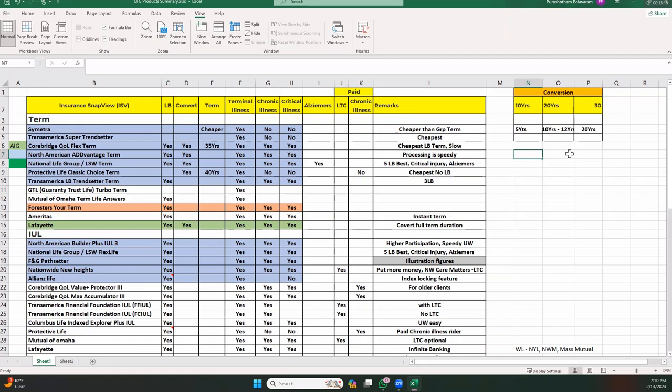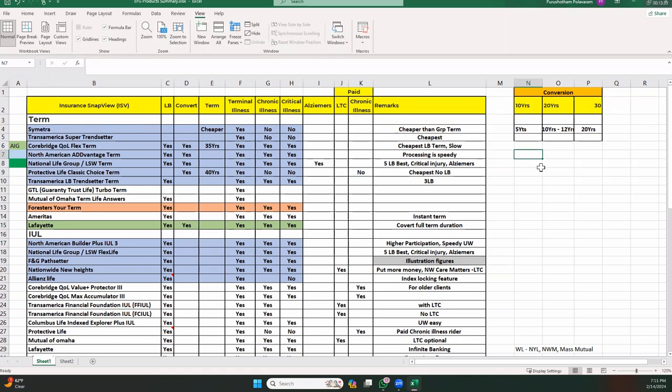Then the next one is National Life Group. They also call it LSW. This used to be two different companies, LSW and National Life, but is now merged into one. It's called National Life Group. Now they have all the living benefits.